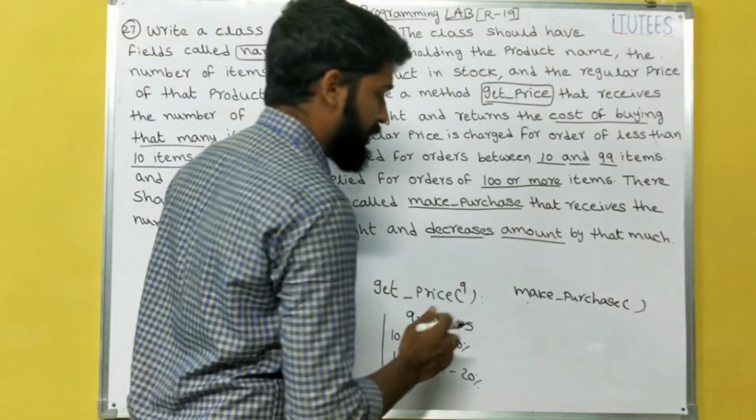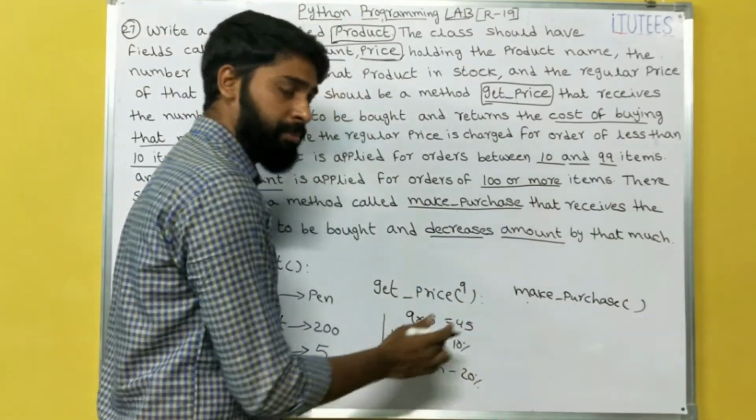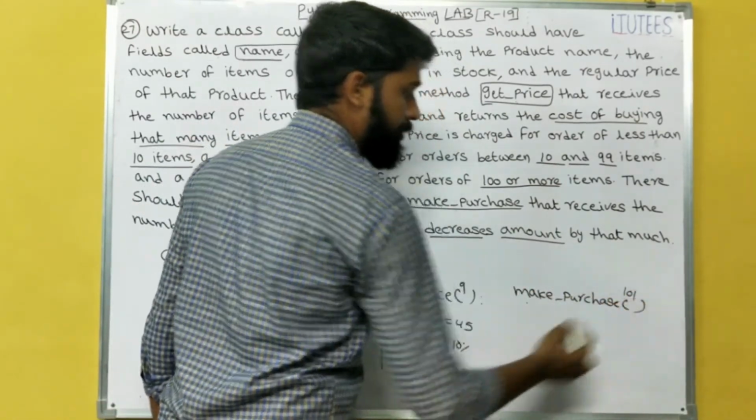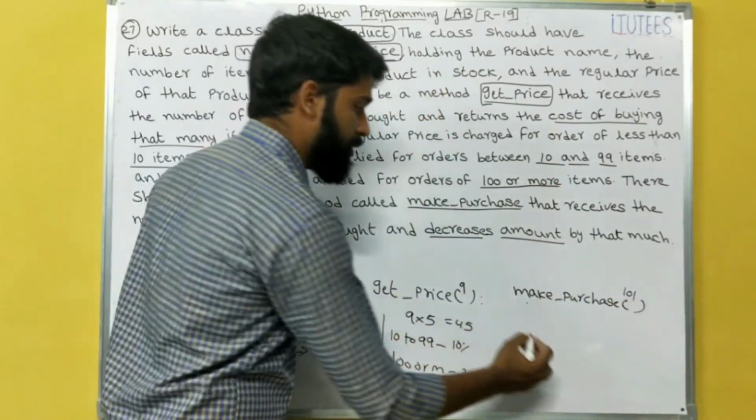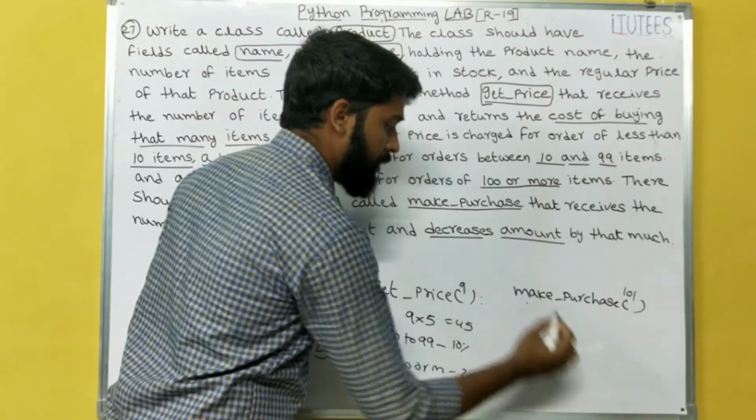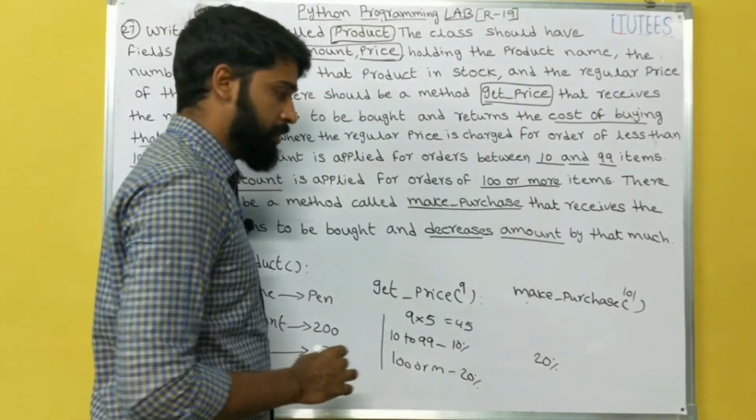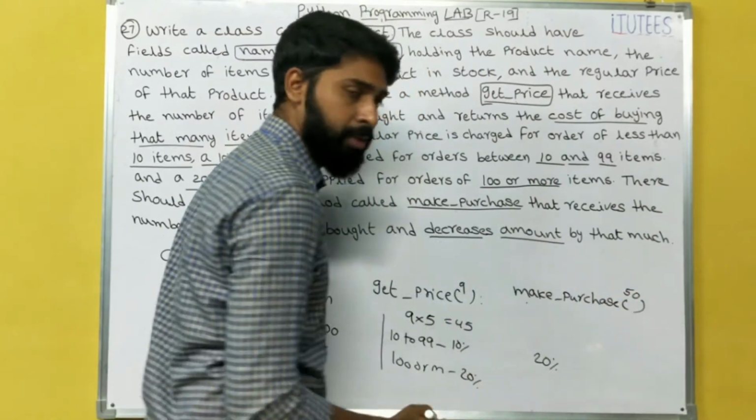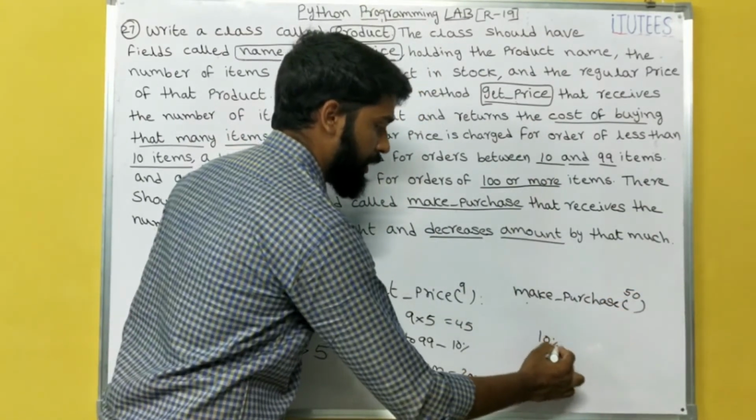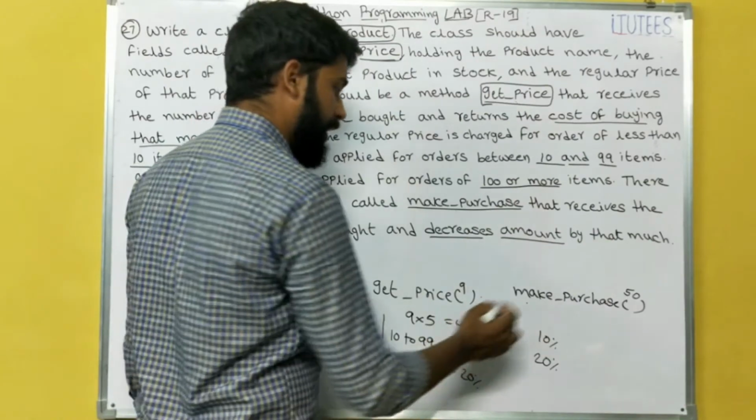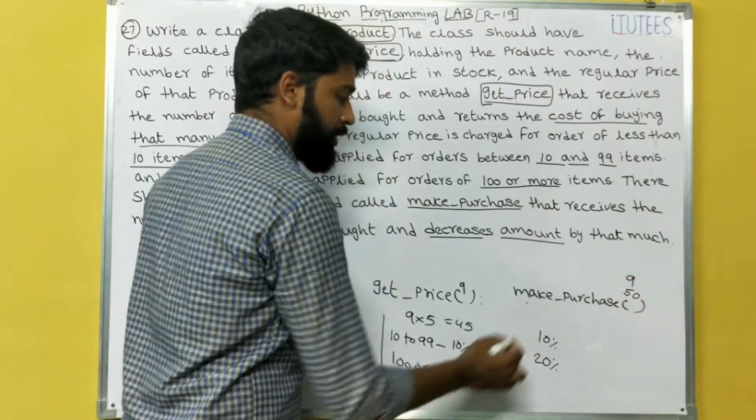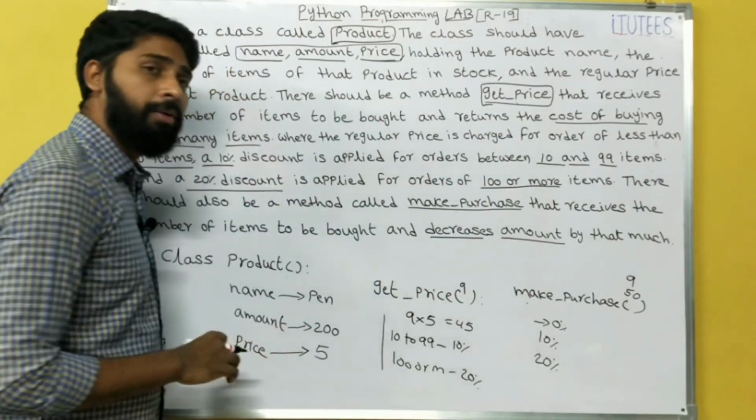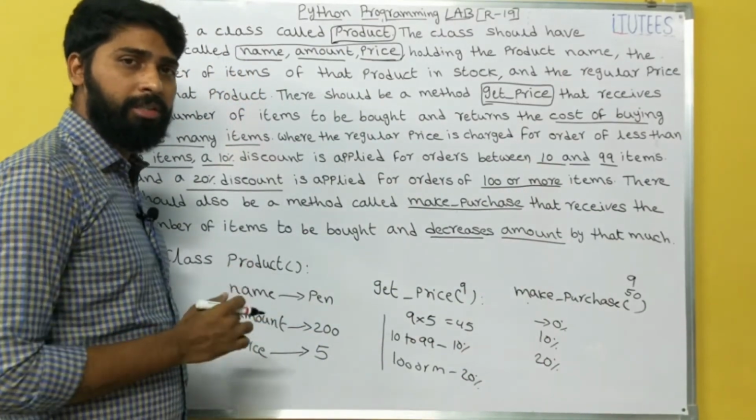So what is in the make purchase? It also receives the number of items. For example, 101. So 101 means you are going to give 20% discount. And similarly, if you order 50, then you are going to give 10% discount. If you order again 9 only, then you don't give any discount, 0% discount. Now we are going to see how it is executed.